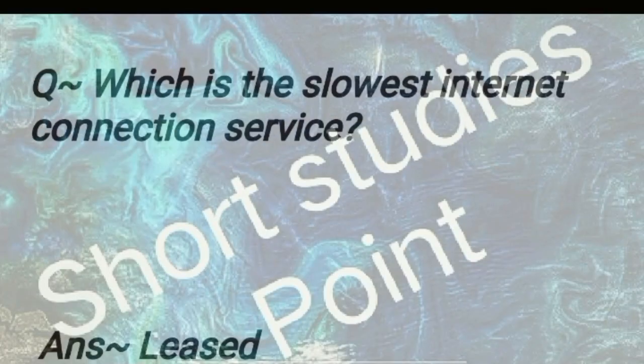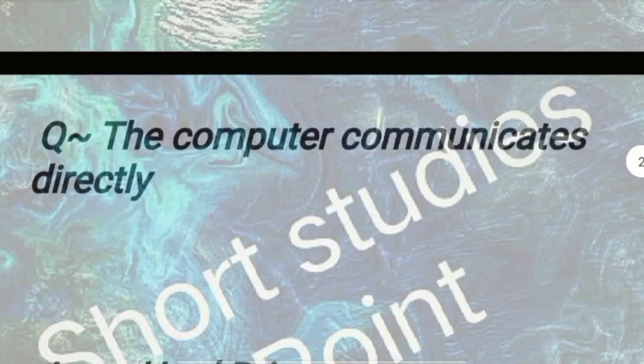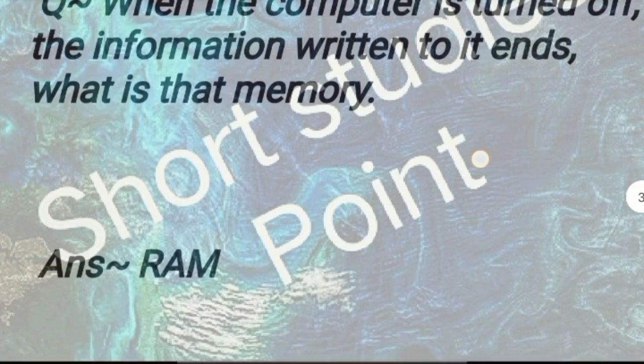Question: Which is the slowest internet connection service? Answer: leased. Next question: The computer communicates directly with dash. Answer: hard drive. Next question: When the computer is turned off, the information written to it ends. What is that memory? Answer: RAM.